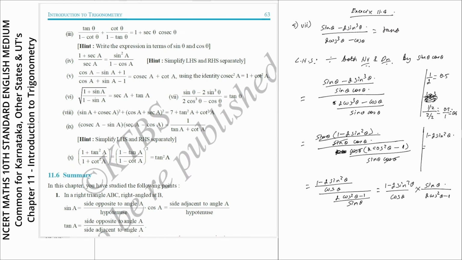So this can be written as 1 minus 2 sin square theta is 1 minus 2 into 1 minus cos square theta. Okay, this is equal to 1 minus, if I remove the bracket, 2 into 1 is 2, minus 2, minus into minus plus, so 2 cos square theta I will get. So now 1 minus 2 is minus 1 plus 2 cos square theta, or this is equal to 2 cos square theta minus 1. Okay, so 1 minus 2 sin square theta is equal to 2 cos square theta minus 1, that is this part.